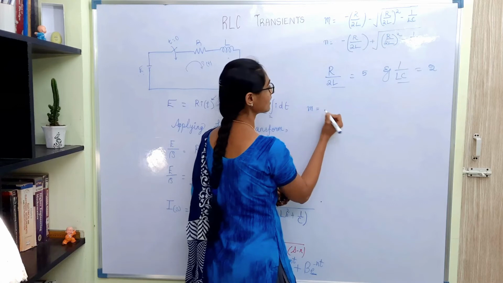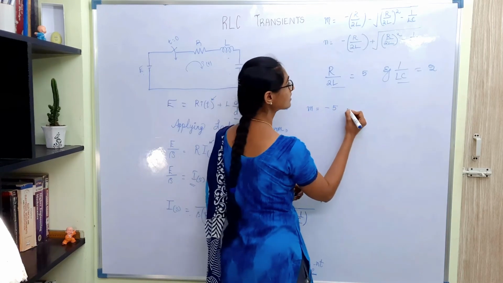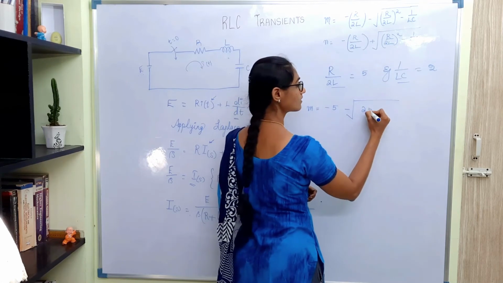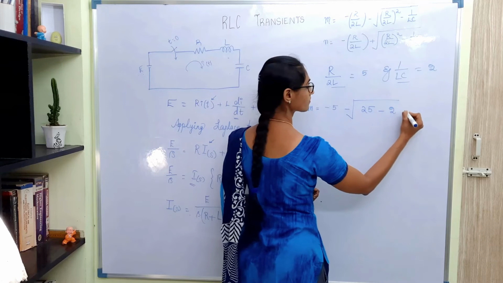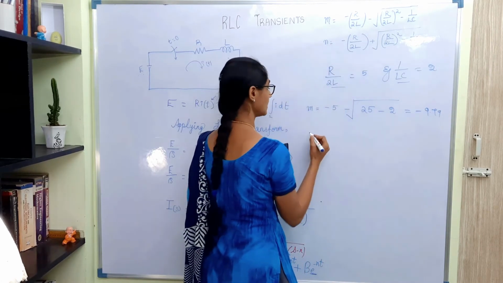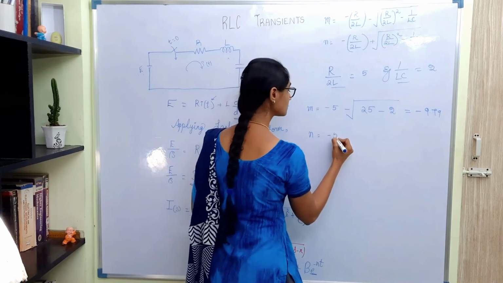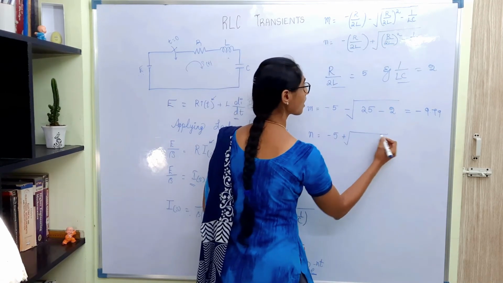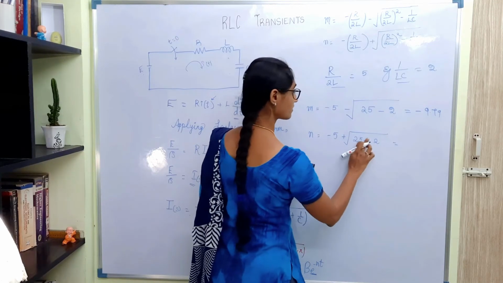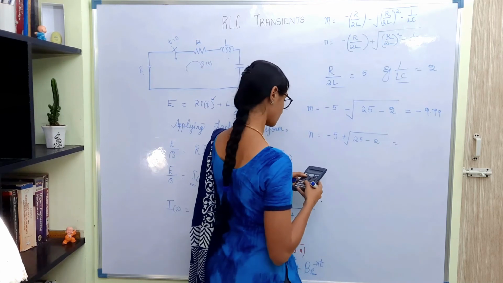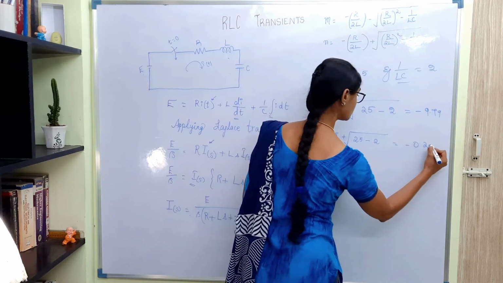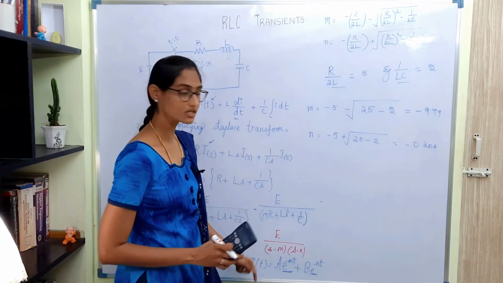So in that case, m will be minus 5 minus square root of 5 squared, which is 25, minus 2, which is 9.79. Let us find out the value of n. n will be minus 5 plus square root of 25 minus 2, which will be square root of 23, minus 5, which is 0.204.